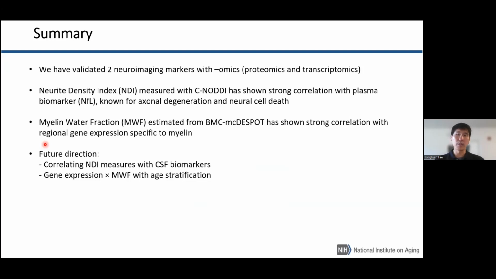Also, the plasma level of NFL concentration can be substantially lower compared to that in CSF. Therefore, we are looking into correlating the NDI measures with NFL levels from CSF samples. Lastly, it will be interesting also to see whether the correlation with gene expression varies with age. So those donors from the microarray datasets, they have different age, different spectrum of age. So we can stratify by age and hopefully gain more information about the molecular mechanism behind the cerebral myelination with aging.